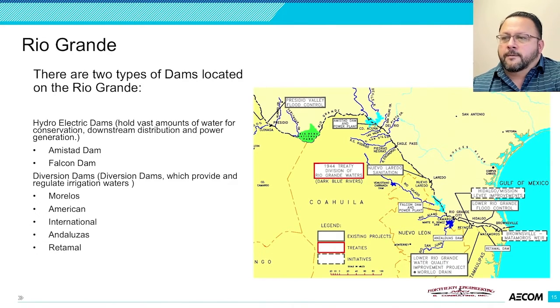So the Amistad Dam, which is shown on top of this map, you can see the pond behind it. The reason is because it works as a power plant. And the same thing for Falcon Dam. Other locations along the river are used to divert the waters to provide the allocations that the IBWC has established during its long time of treaties.